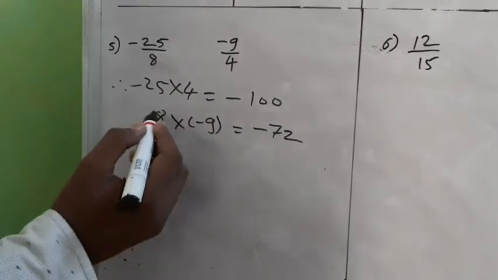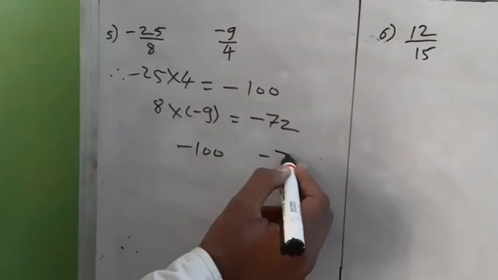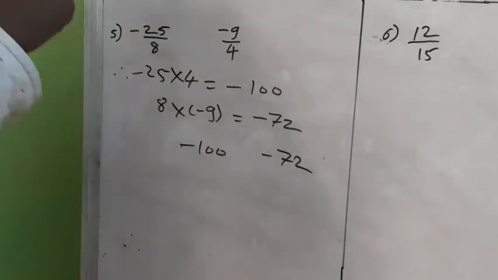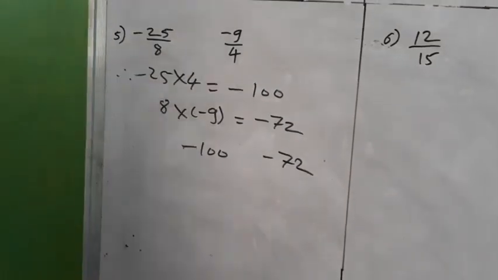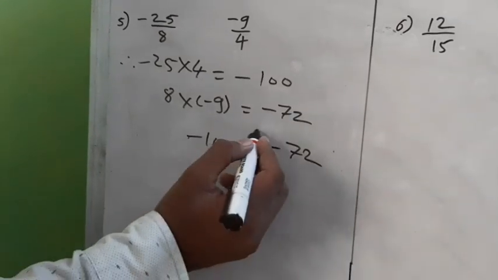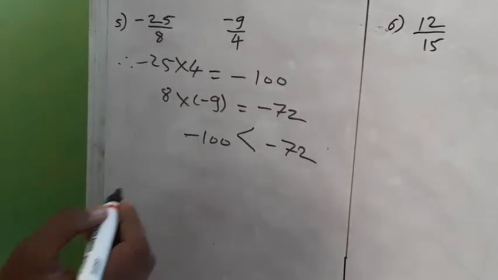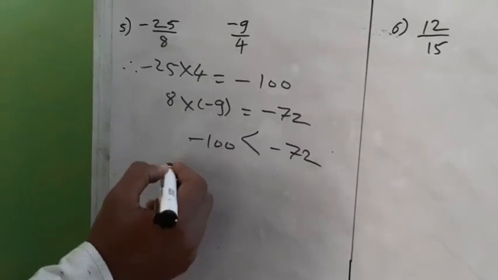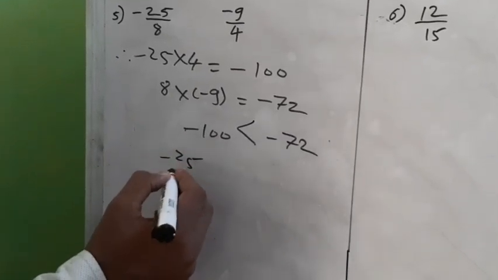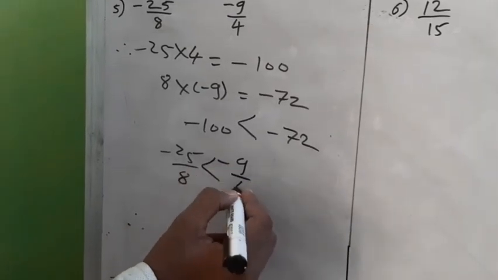Now I can compare here minus 100 and minus 72. As we did in the first sum, on the number line, the bigger number is less than the smaller one. Here minus 72 is less than minus 100. And that is our answer, minus 25 upon 8 is less than minus 9 upon 4.